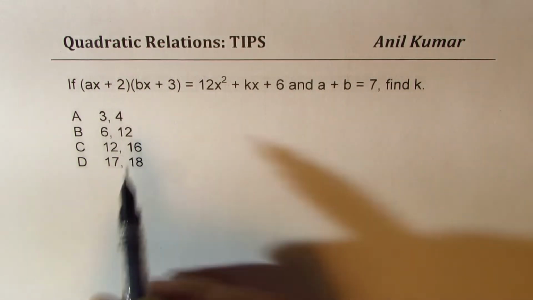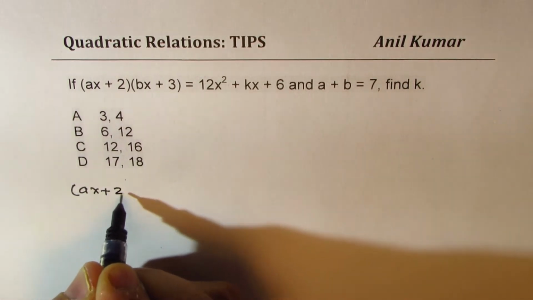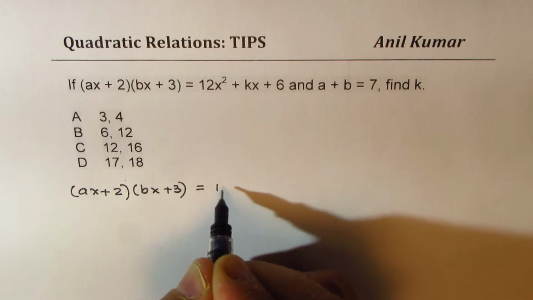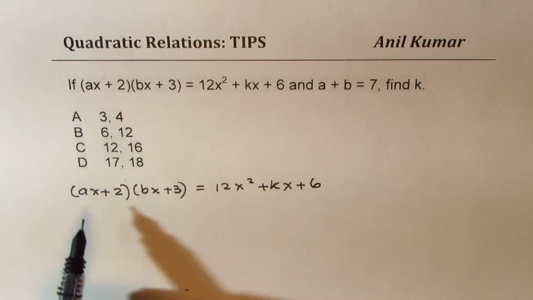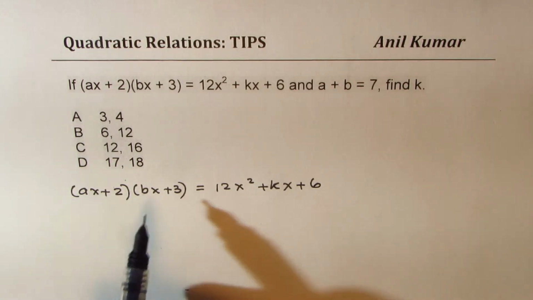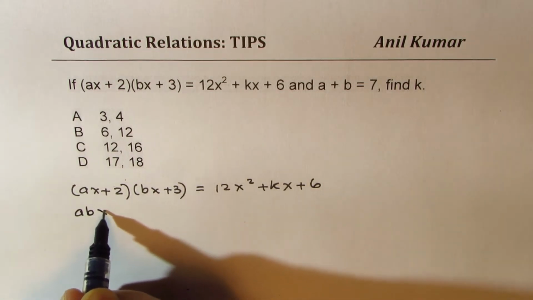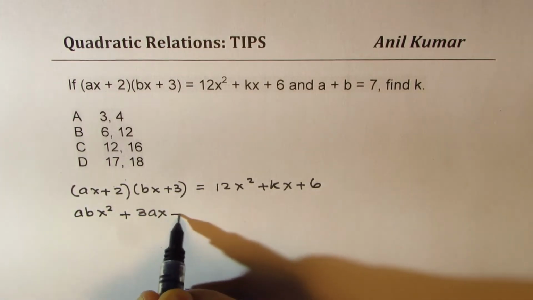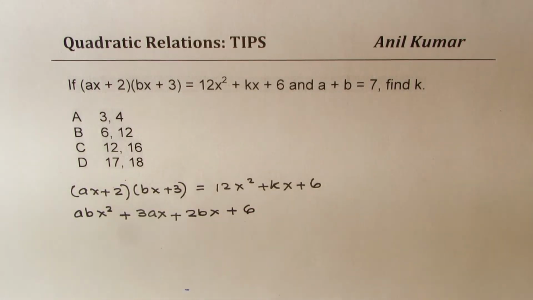Okay, so let's see how to solve this. We are given that (ax + 2)(bx + 3) = 12x² + kx + 6. If we expand this, multiplying each term, we get abx² + 3ax + 2bx + 6. Now if you compare these two equations, what do you notice?